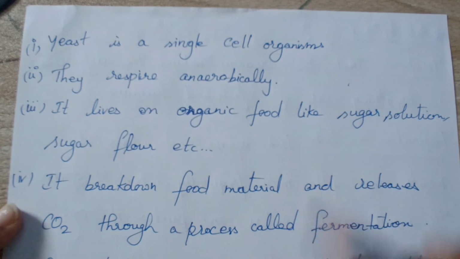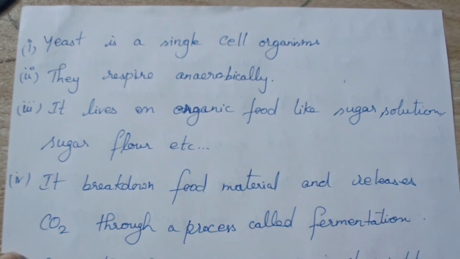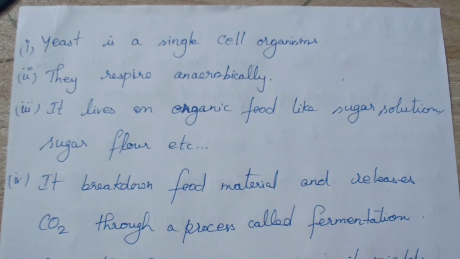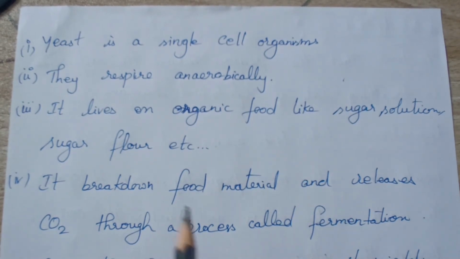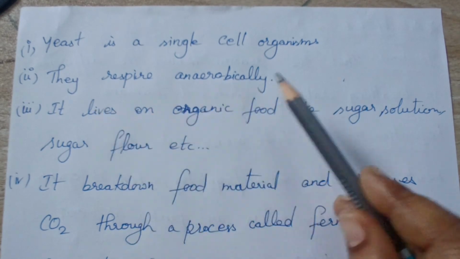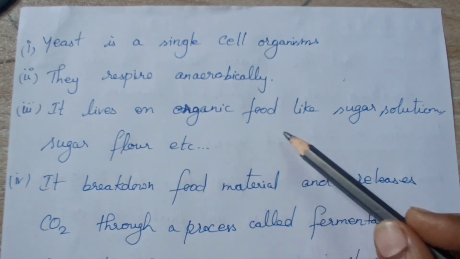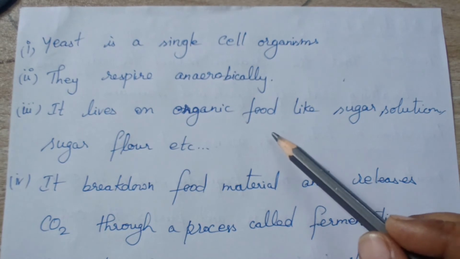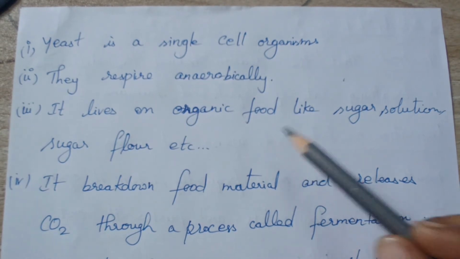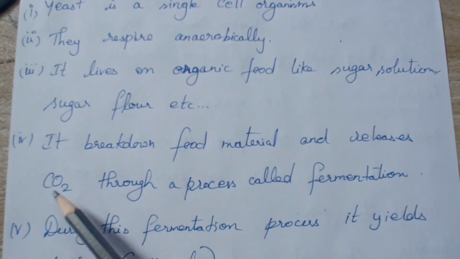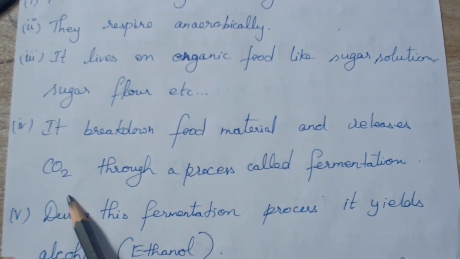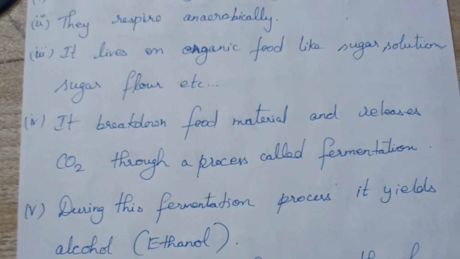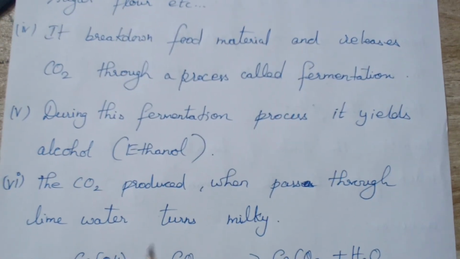I have given the conclusion point by point; you can write it continuously. Yeast is a single-celled organism. It respires anaerobically. It lives on organic food like sugar solution or sugar flour, etc., that is rich in carbohydrates, glucose. It breaks down the food materials and releases CO2 through a process called fermentation. During this fermentation process, it also yields alcohol. Here it produces ethanol.